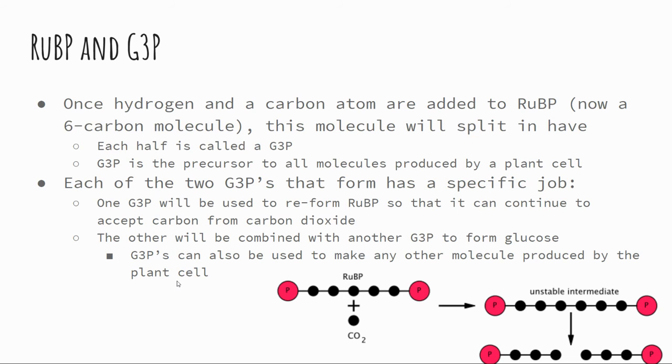A G3P is a precursor to all molecules produced by plants. Let me say that again because it's important. G3P is the precursor to all molecules that are produced by plants. Each of the two G3Ps that are formed has a specific job. One G3P will be used to reform RuBP so that it can continue to accept carbon from carbon dioxide. The other will be combined with another G3P to form glucose. G3Ps can also be used to make many other molecules produced by the plant cell. So it's a semi-conservative type process here. Half is going to be reused after every cycle, and the other half is going to be used to make glucose.